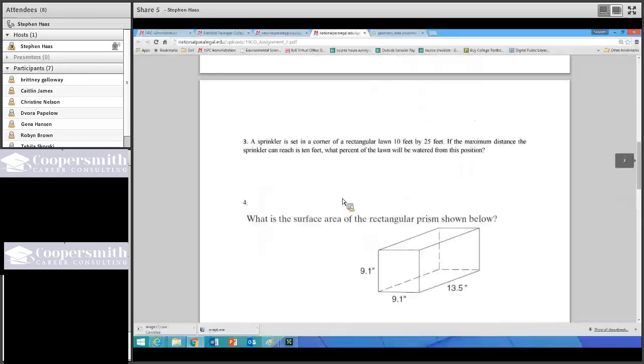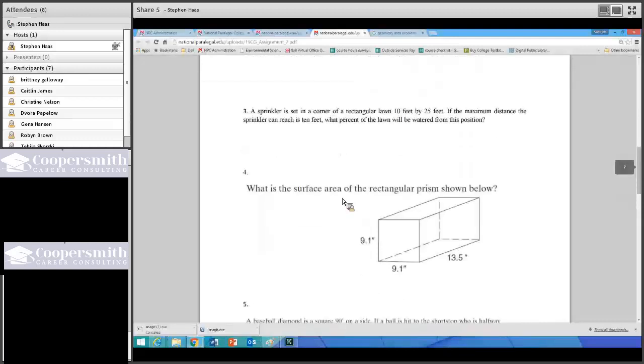Again, I don't want to do these for you. Obviously, I don't want to ruin your fun. But who wants to at least think of a strategy for doing number 4? We want the surface area of the rectangular prism of the box. Okay, we've got a picture here.